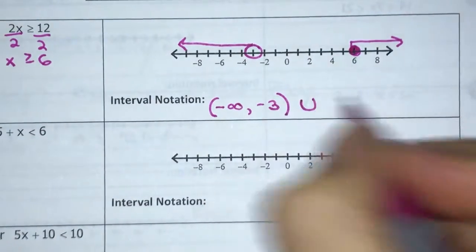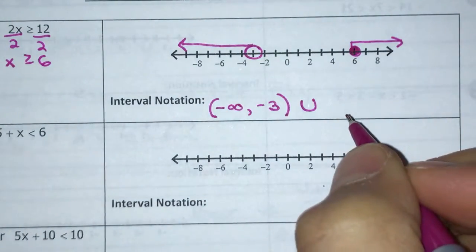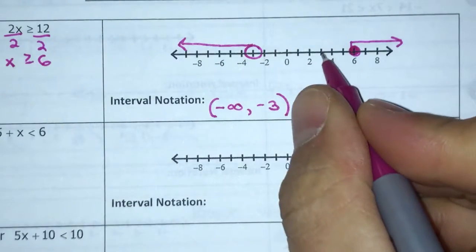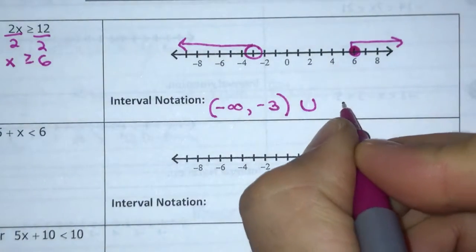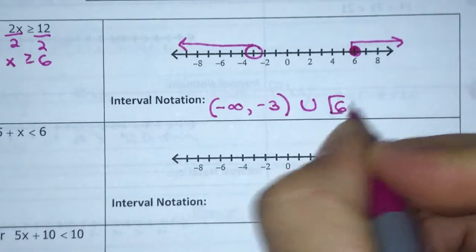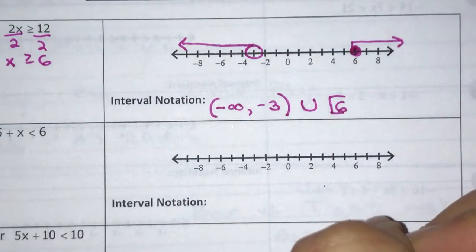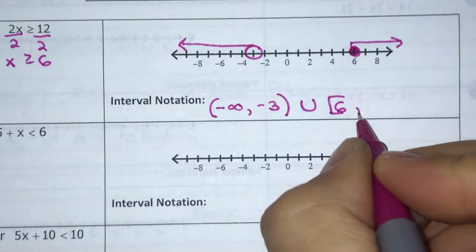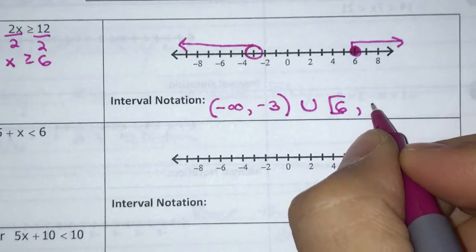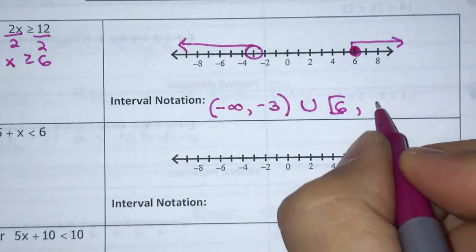And then we do a u. We're going to have 2. Now, as I'm going left to right, the next thing I come to is 6. And that's a bracket because it's a closed circle. Comma. Arrow, so that's positive infinity.